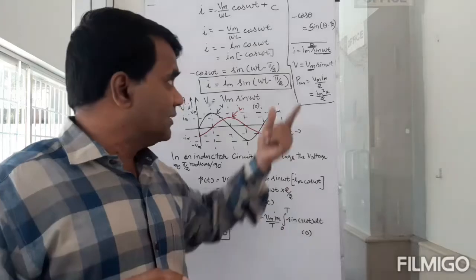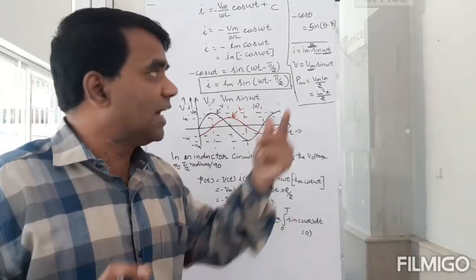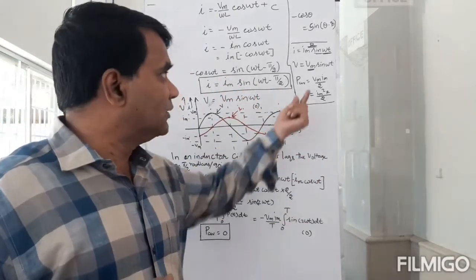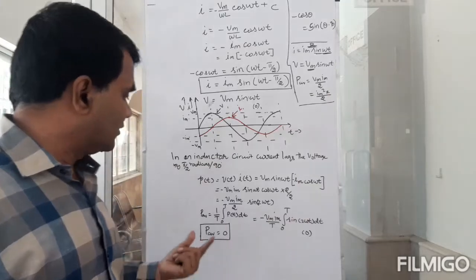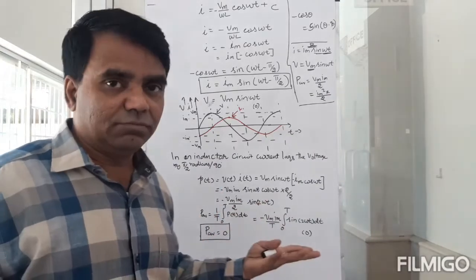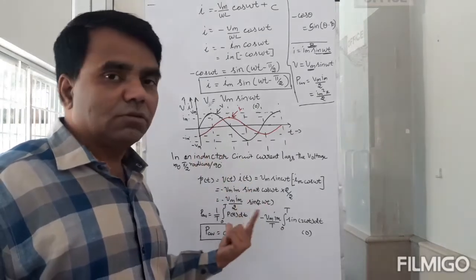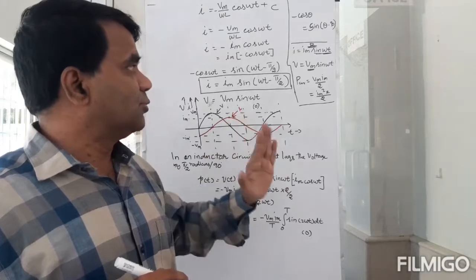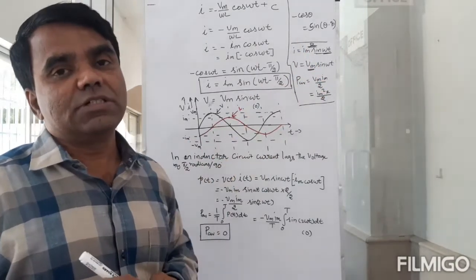And the second point is that there is a net average power in a resistive circuit. You get this Im squared R by 2. But here you don't get that. The average power in an inductive circuit is 0. Okay? So I want you to note these two differences between the resistive circuit and the inductive circuit.